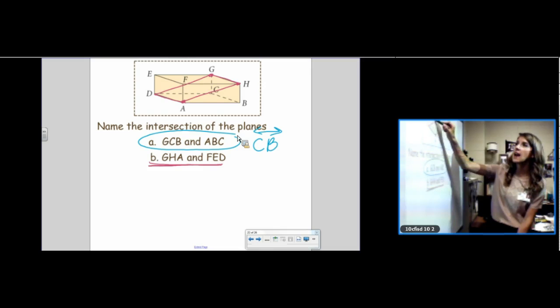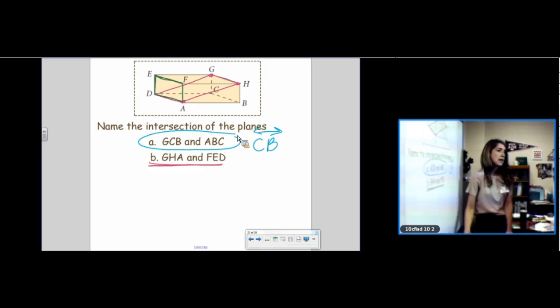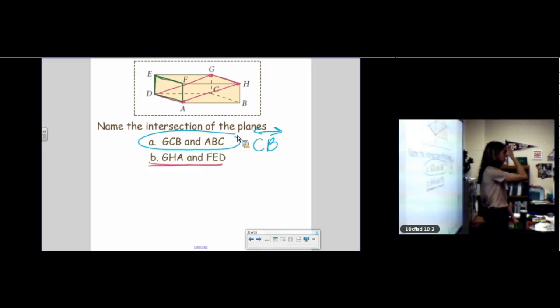So this one's easy, FED. I want to know where the red intersects the green. Put it on your whiteboard. Good job. You got it? Capital letters. You got to use capital letters.